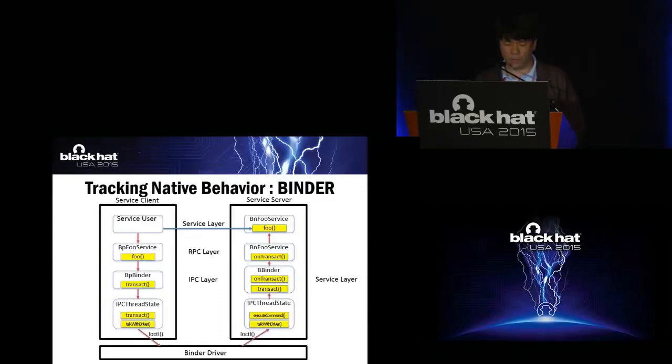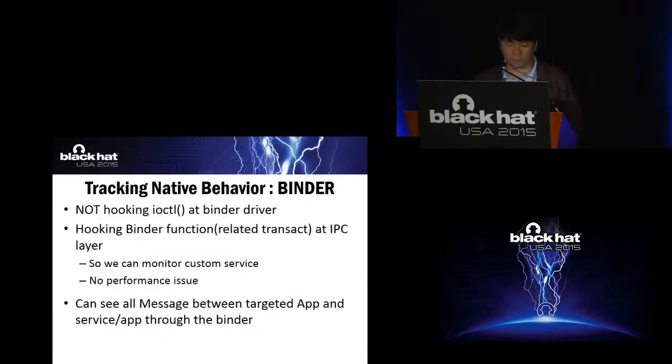There are many ways to track this Binder communication: I/O control, transact, and foo. I'm not hooking the I/O control function because it is also used for purposes other than services. Hooking a service proxy like foo is not easy because every app uses a different proxy function name. So I chose the IPC layer. It is easy to obtain and manipulate communication data because all communication services use transact, so we can monitor custom services. In addition, there are no performance issues because we track only services.